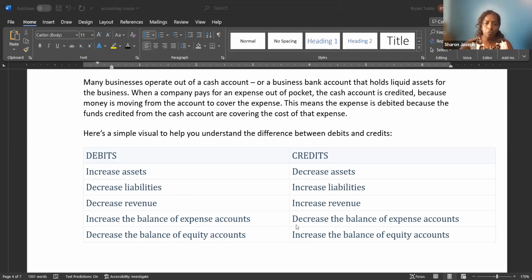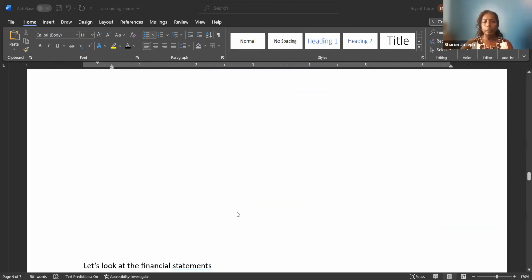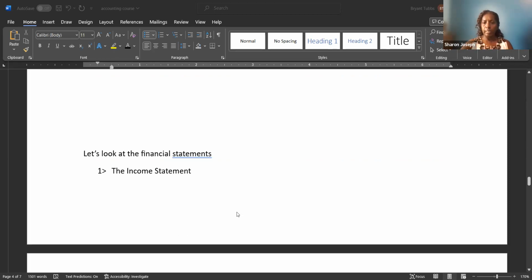This visual chart is really quite important for you to remember. A lot of people cut it out, paste it, and keep it in the back of their mind. What's the natural sign on the financial statements? Okay, just real quickly, I want to talk about the financial statements.